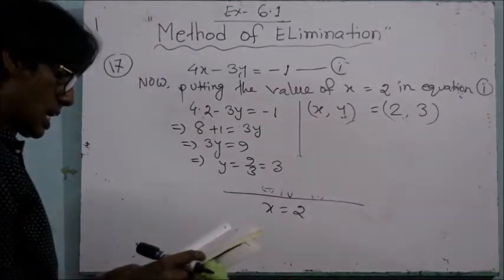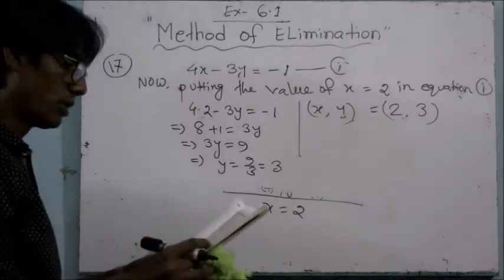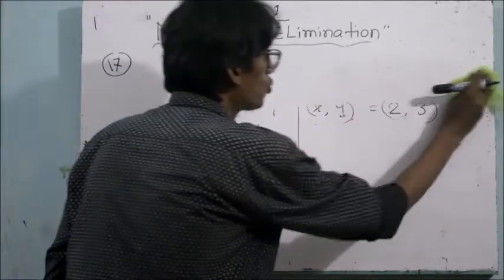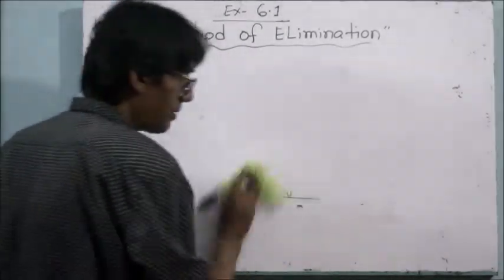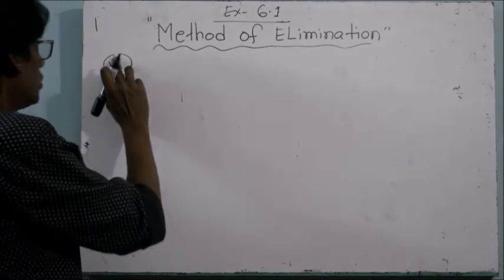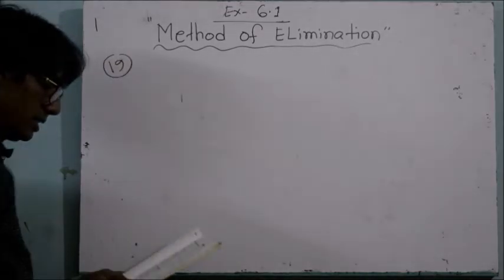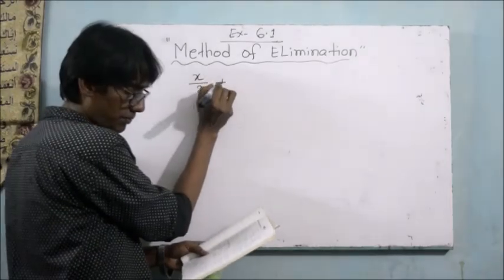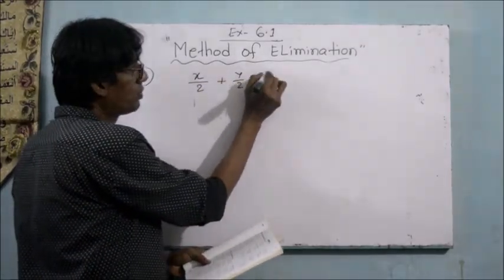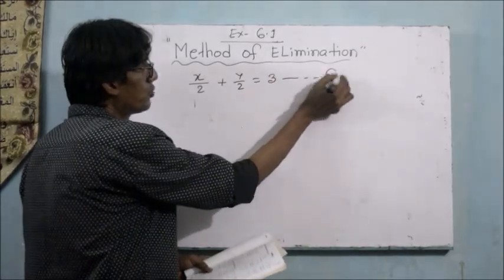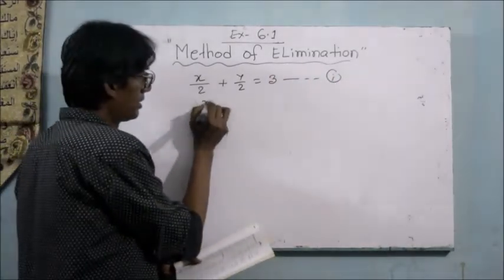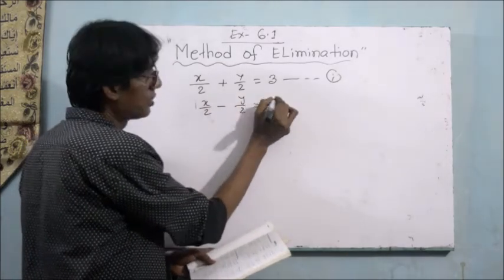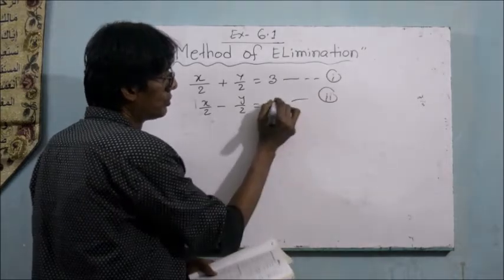Now math number 19, because 18 and 17 are similar math. So now I try to solve math number 19 by the elimination method. Math number 19 is a fractional math. x by 2 plus y by 2 equal to 3. This is equation 1. Then x by 2 minus y by 2 equal to 1. This is equation number 2.